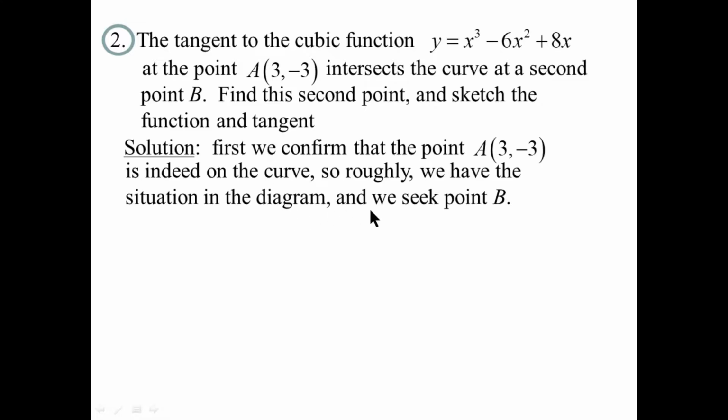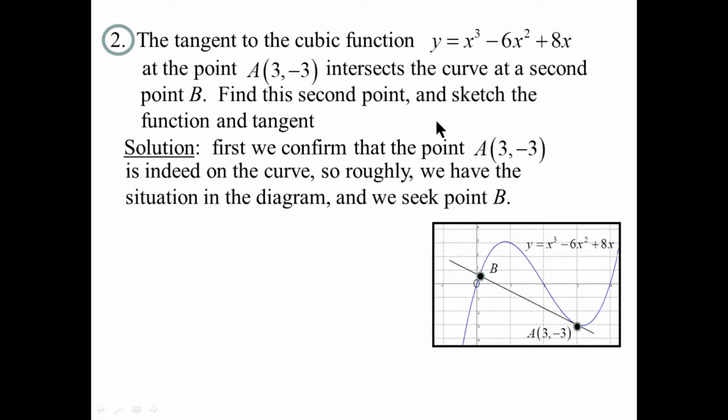Solution: first, we can confirm that the point A is indeed on the curve. We can do that by plugging a 3 in for x here, working it out, and y does turn out to be minus 3. So roughly, we have the situation in the diagram. Here's the cubic curve, there's the point A, and here's the tangent at A, and we seek the point B.